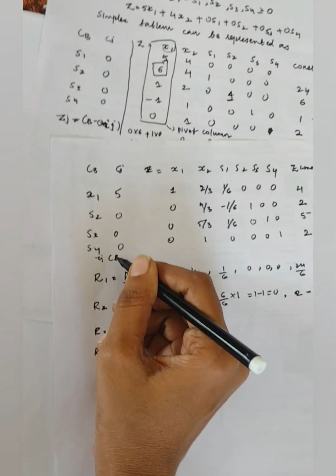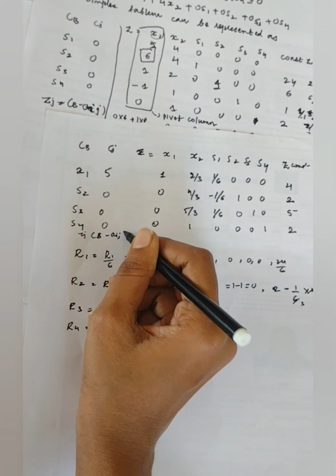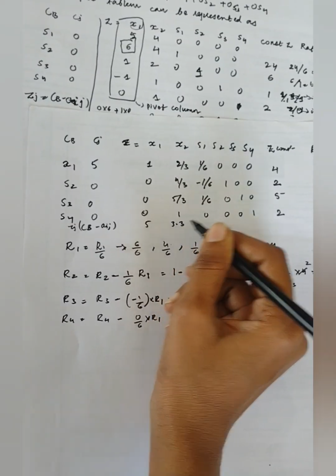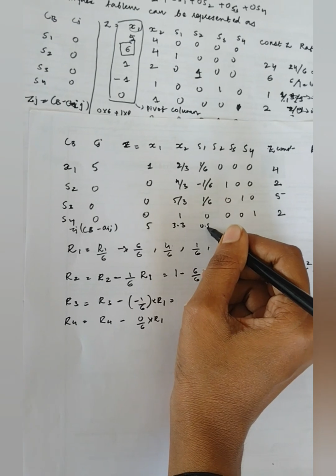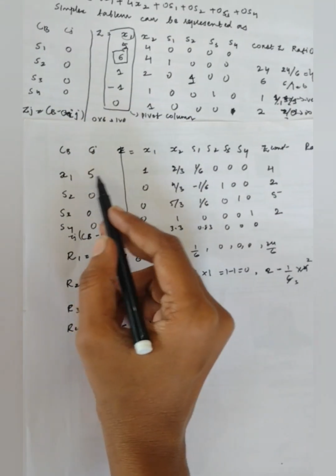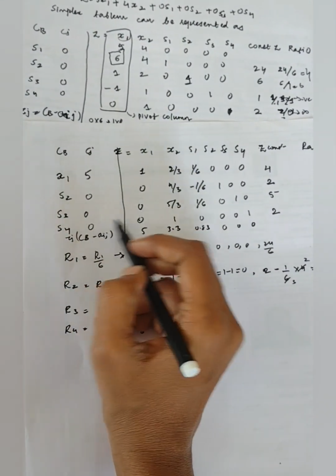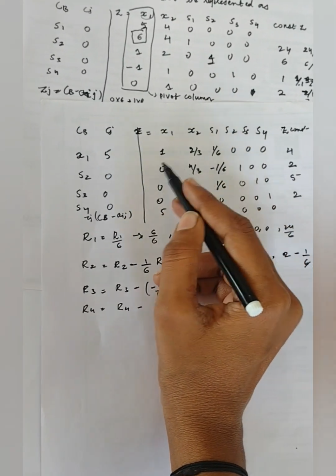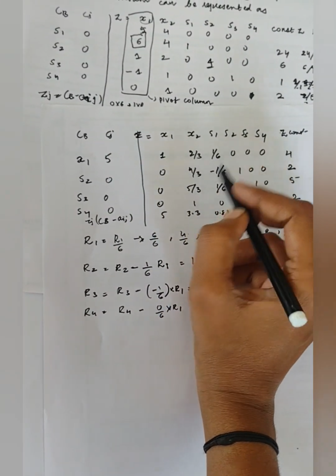Now to find ZJ, that is CB into AIJ. What we will get? We will get 5, 3.3, 0.83, 0, 0, 0. Because 5 into 1 plus 0 into 0, 0 into 0, again we will get 5. 5 into 2 by 3 plus 0 into 4 by 3, 0 into 5 by 3, 0. We will get the same, 10 by 3, that is 3.3. 5 into 1 by 6 plus 0 into minus 1 by 6, 0. We will get 0.83. Same like that only.